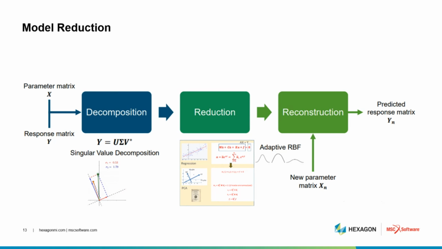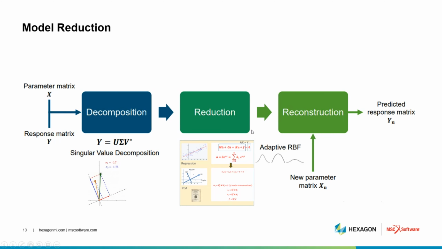So what is model reduction? Imagine we have a parameter matrix X as the input. For all of simulation, we have some input and we have response at the end, Y. So first we are going to use a decomposition method to decompose the matrix we have as input and output. And after that, we will have a model reduction for our PDEs.